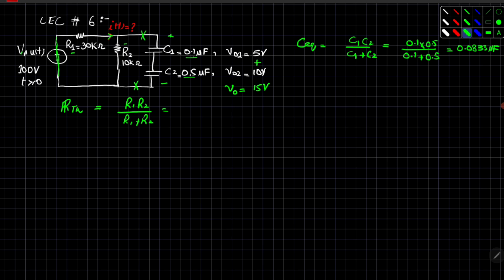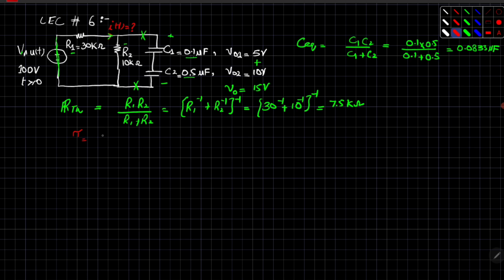Putting the values 30, as you already know, I have also told you a simple method: that will be R1 inverse plus R2 inverse and whole inverse. In this way you have 30 inverse plus 10 inverse and then the inverse of the answer, so that will be 7.5 kilo ohms. In our next step, we will calculate the time constant, tau.